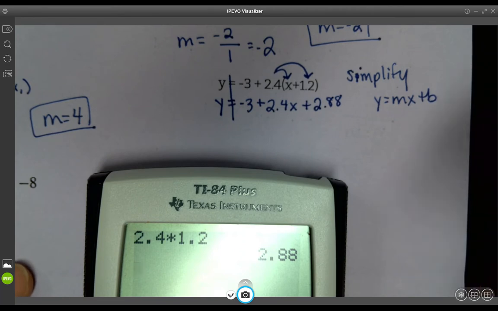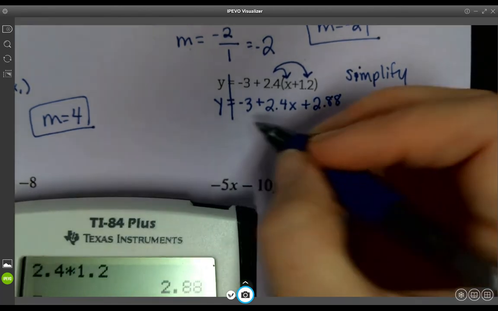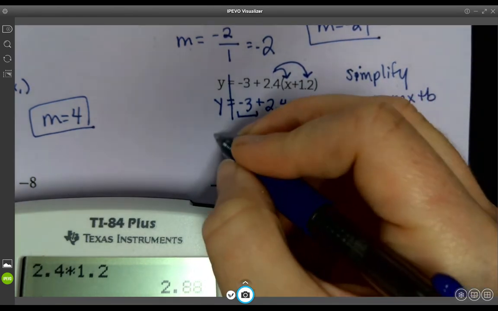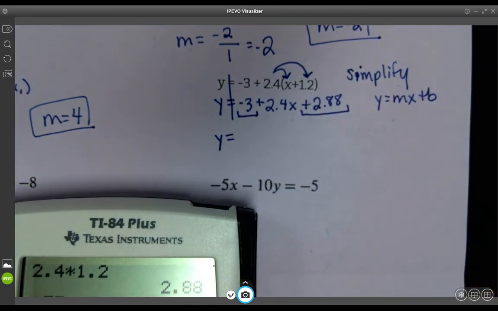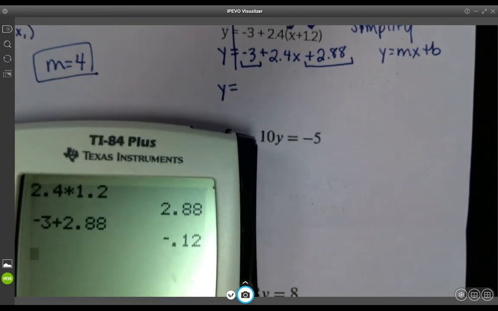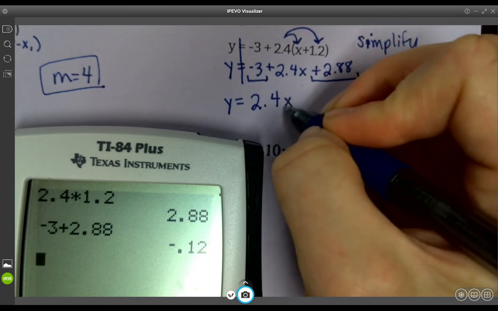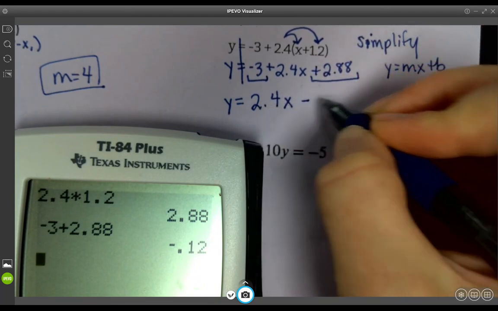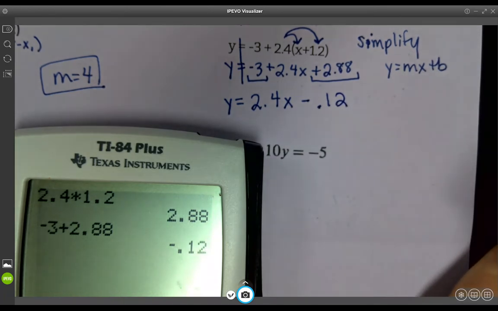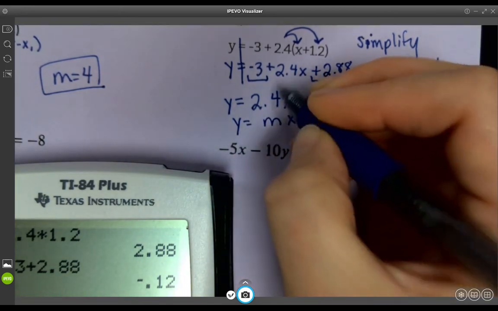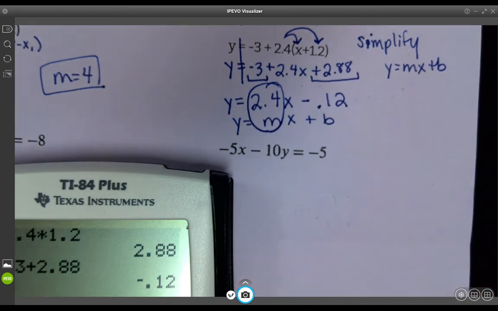So it's just not always simplified, but let's go ahead and simplify it. We can combine on the right side the negative 3 and the positive 2.88. Negative 3 plus 2.88 is negative 0.12. We keep the 2.4 because we want mx plus b. So 2.4x minus 0.12. And now it's in the y equals mx plus b form. So m is 2.4.